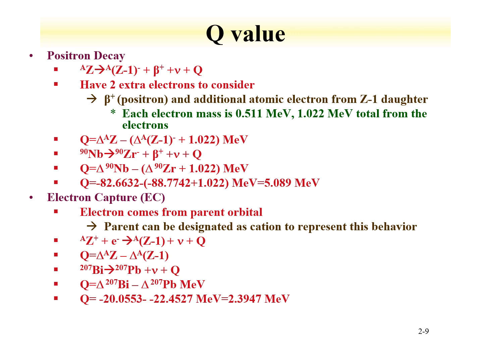We can do the same calculation for electron capture. In this case, the electron comes from the parent orbital. Parent can be designated as a cation to represent this behavior. So we have a parent here that takes an electron. Then a proton is converted into a neutron, a neutrino is emitted, and then the Q value is calculated. So from this, the Q value is just equal to, well, this gets neutralized, so we don't have to worry about electron mass. So it's just the mass of the parent minus the mass of the daughter.